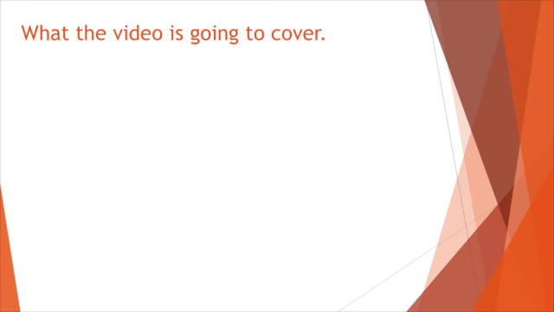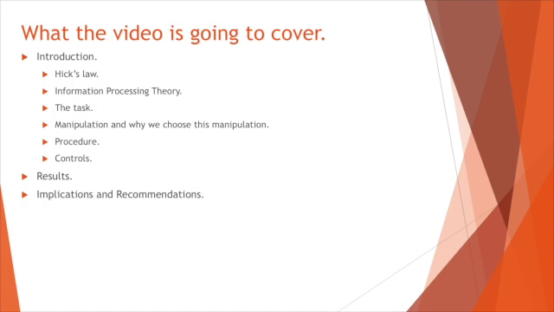This video is going to cover a brief overview of the introduction. We'll be talking about the information processing theory, the task that we've completed, the manipulation we've chosen and why we've chosen this manipulation, the procedure of the experiment, and the controls we put in place. Then we'll be discussing the results as well as the implications and recommendations.